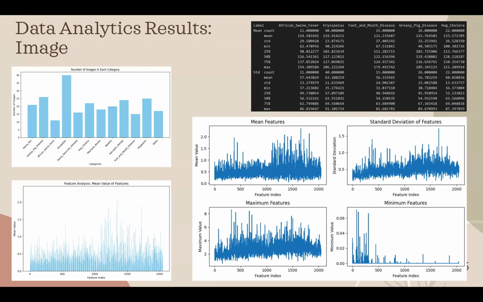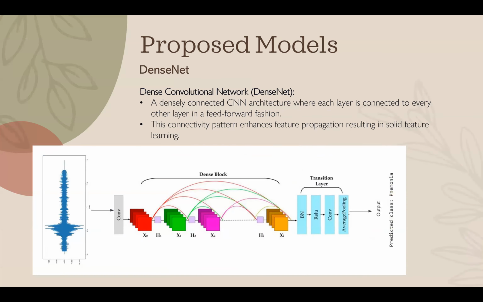Moving on to the data analytic results of the image data set. Here is the visual representation of all the data samples in a bar chart. We also calculated the mean, median, and the distributions of each disease in the mathematical analysis. And we also visually represented the mean, standard deviation, and maximum of each feature for each data set as a graph. Moving on to the next.